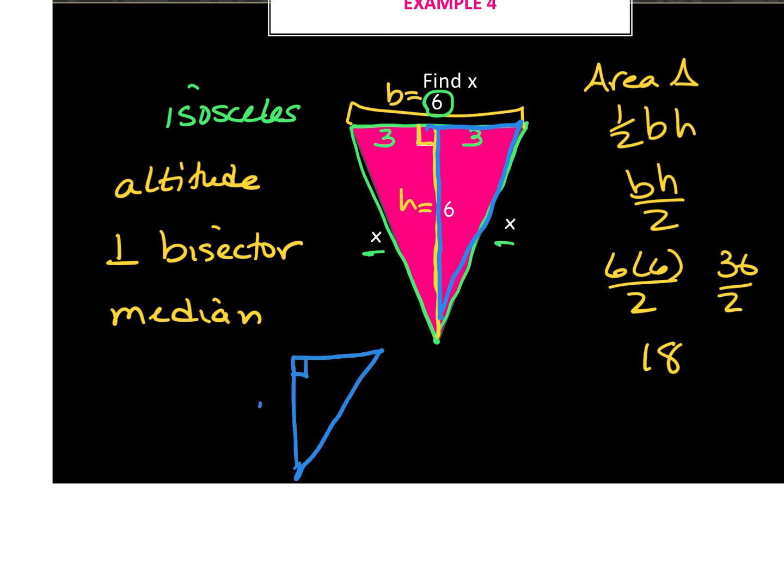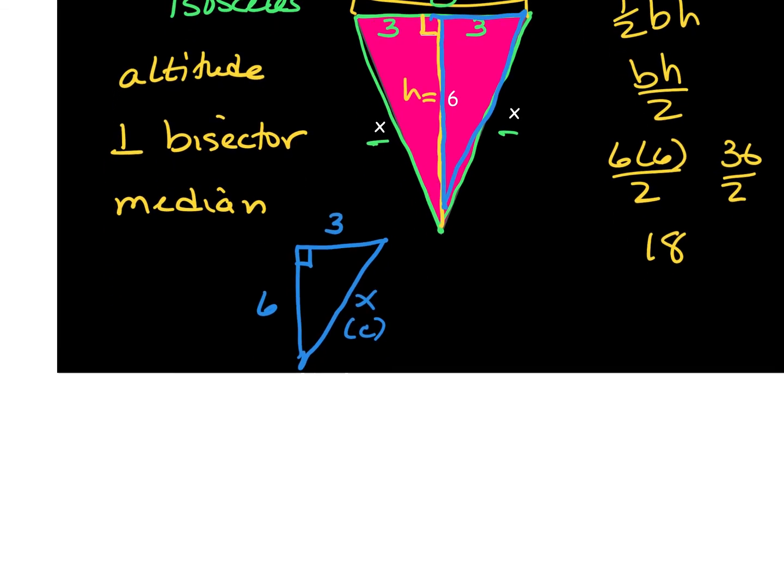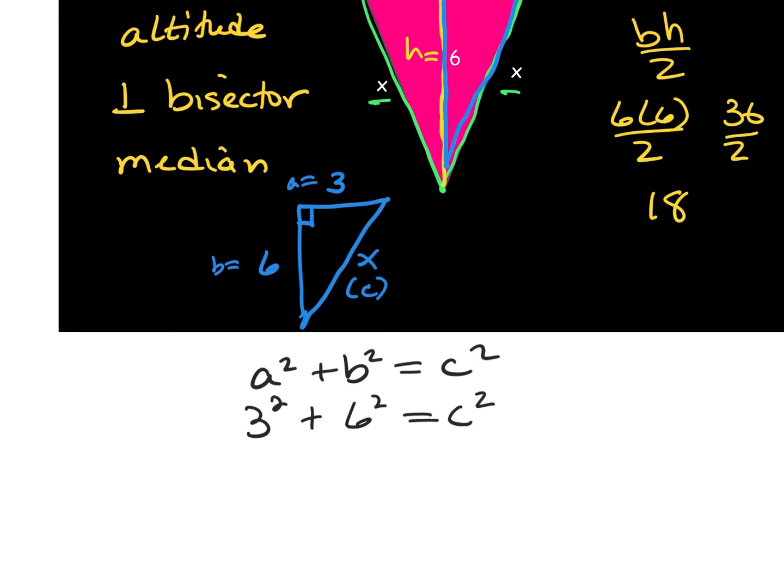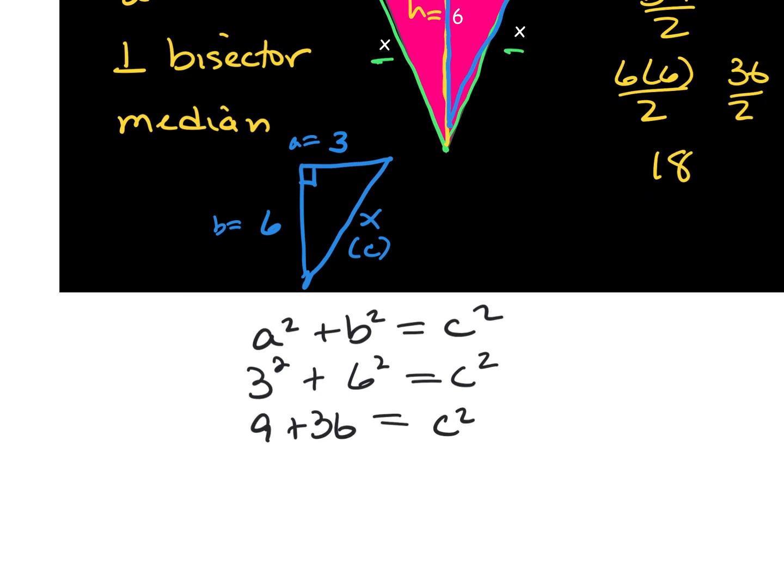So if this is 6 and this is 3, this x that I'm looking for is really the c in my formula. So I'm going to be doing a squared plus b squared equals c squared to find x. And again, I could say that the 3 is my a and the 6 is my b. It doesn't matter. 3 squared plus 6 squared equals c squared. 9 plus 36. And actually, I should say that this is x. Let me change this variable here.